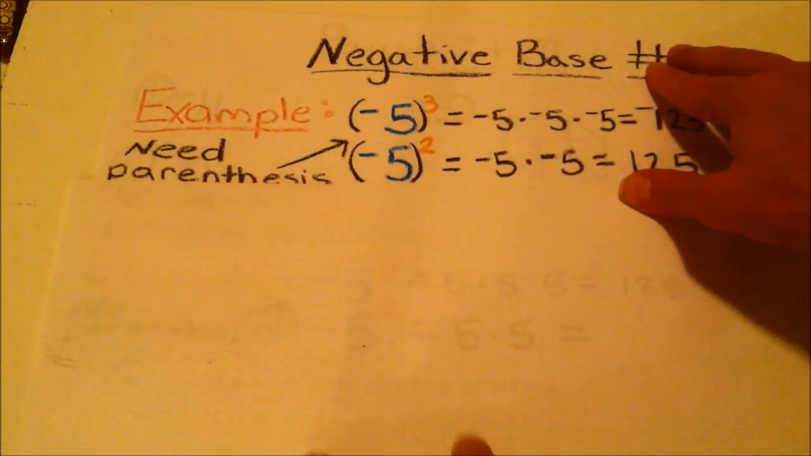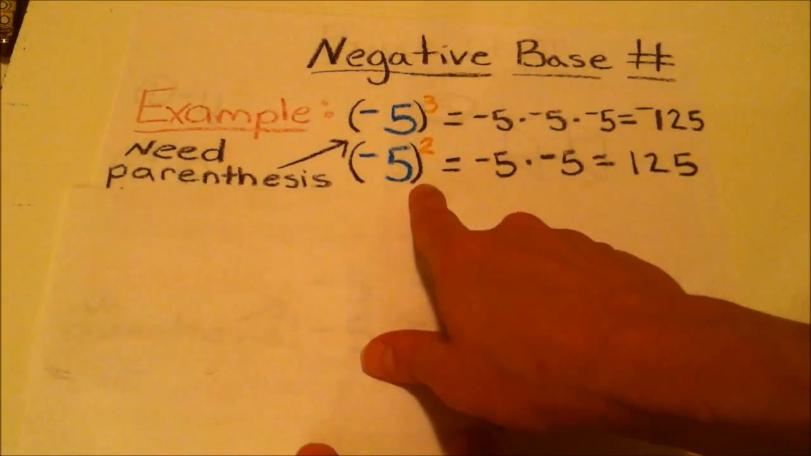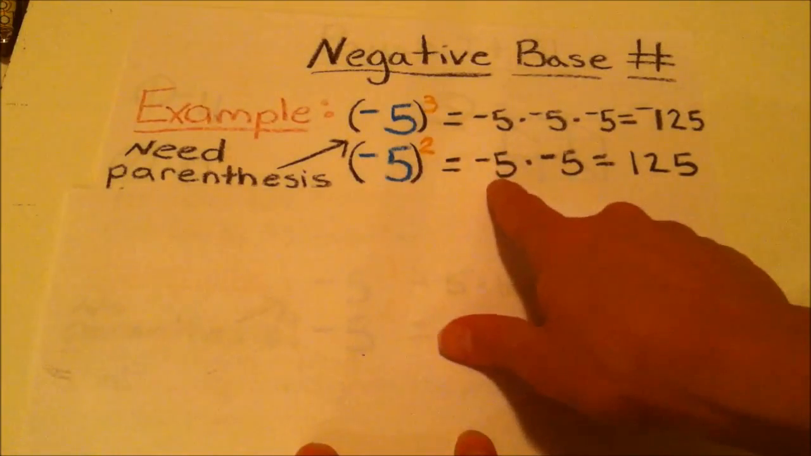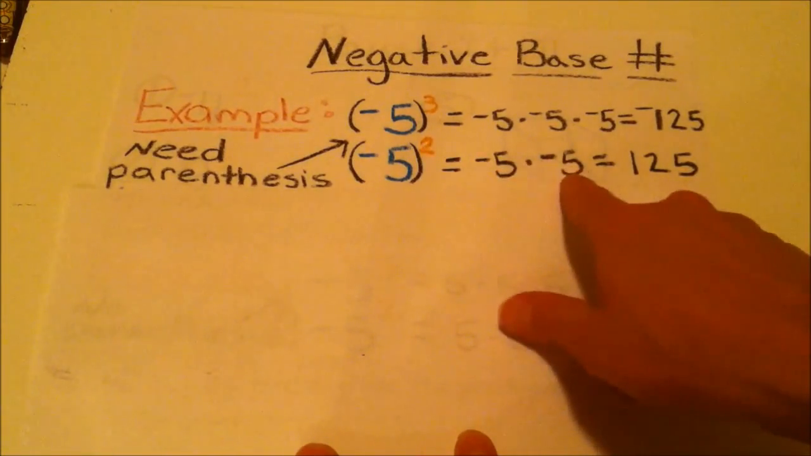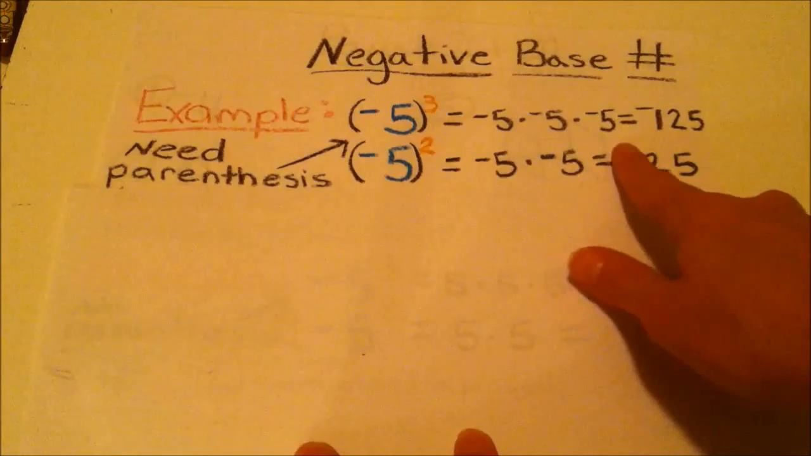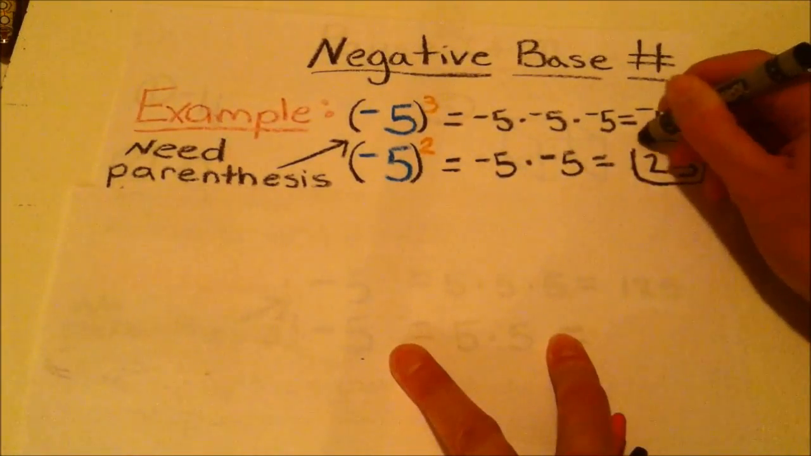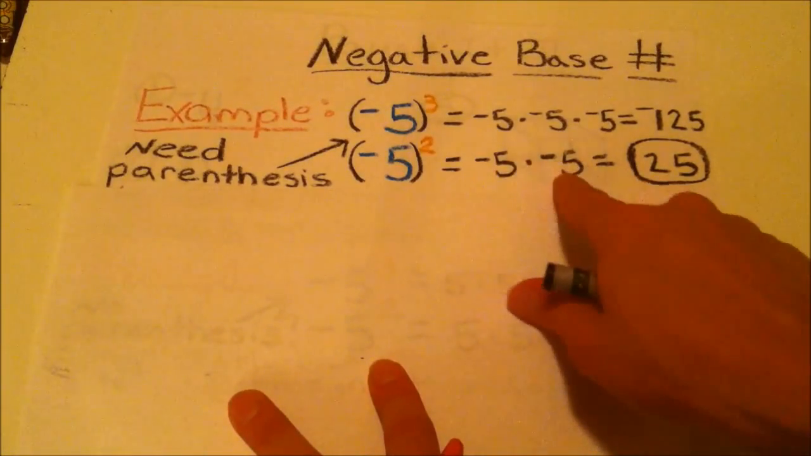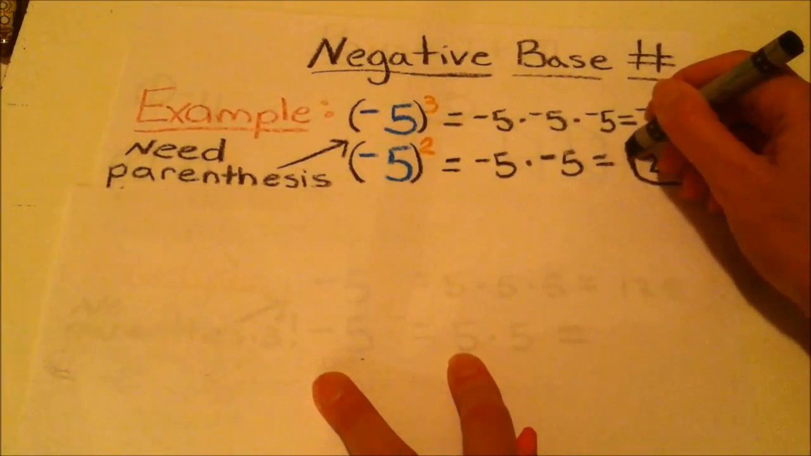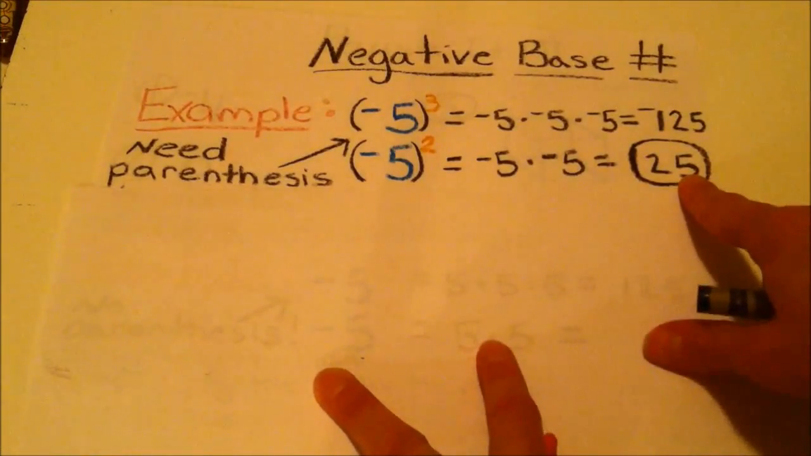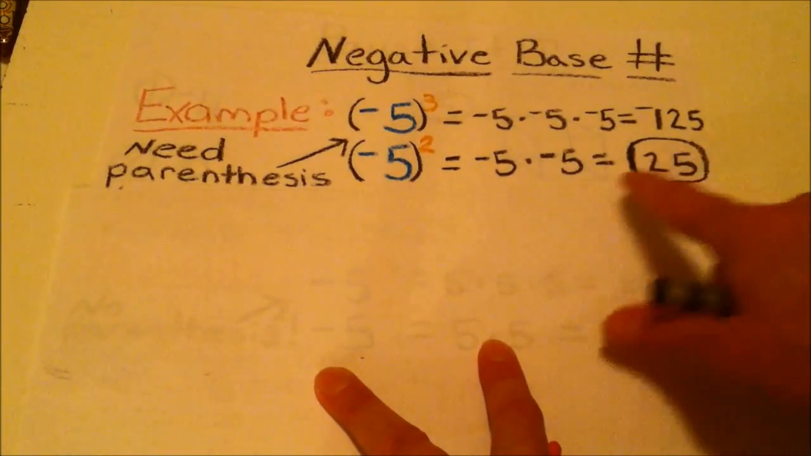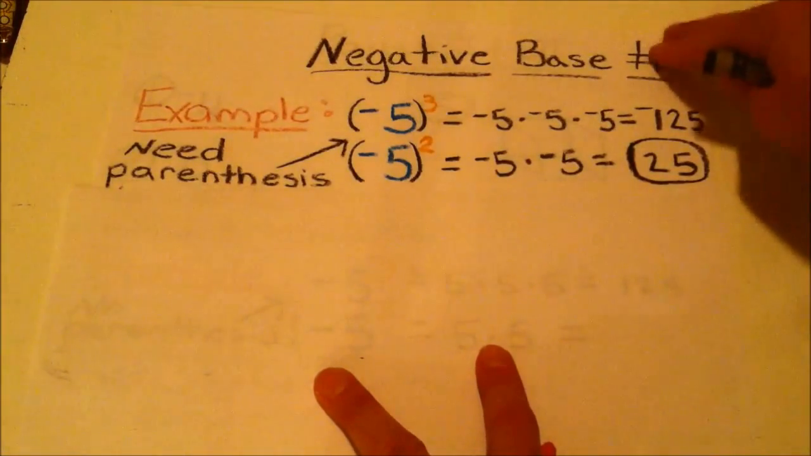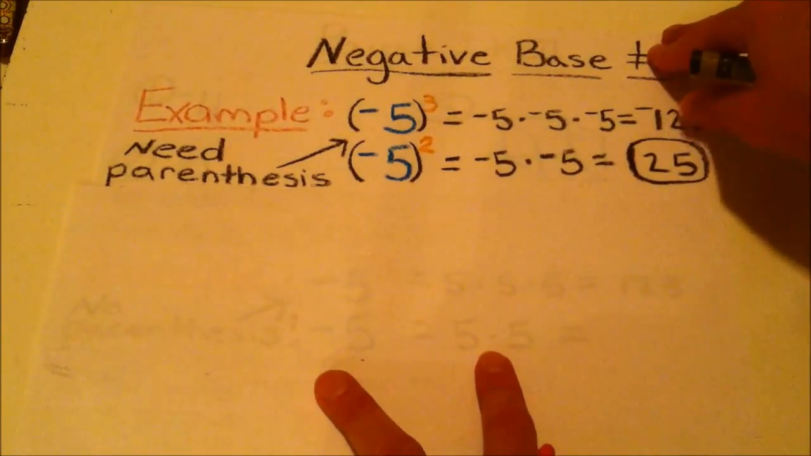My second example, I have negative 5 squared. Again, I'm just going to multiply negative 5 2 times. Negative 5 times negative 5. Well, 5 times 5 is 25, and a negative times a negative is a positive. So this would just be a positive 25 for our answer in this case. And when a number's positive, you don't have to put a positive sign on it. You can just leave it without a sign in front of it, and that means it's positive.